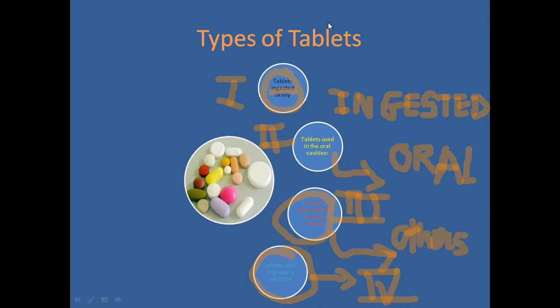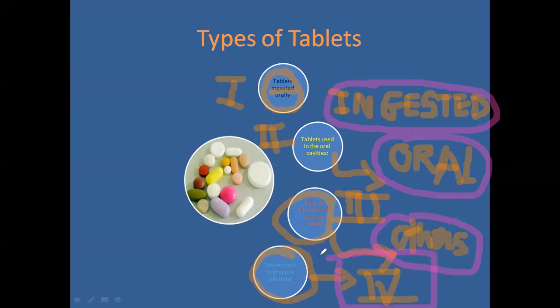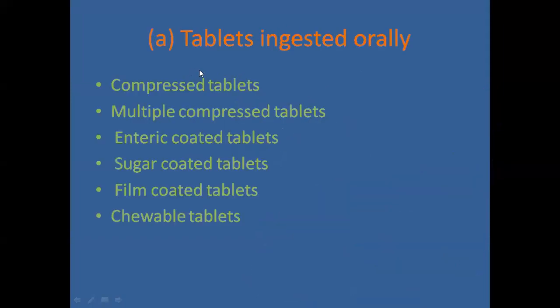So this one everyone should know, that is the first one is the tablet ingested orally, then the tablets which are taken or used in the oral cavity, then the tablets administered by other routes, and the fourth type is the tablets which are used to prepare solution. So this is the broad classification for the types of tablet. Now moving further, let's see each type of tablet under each category one by one.